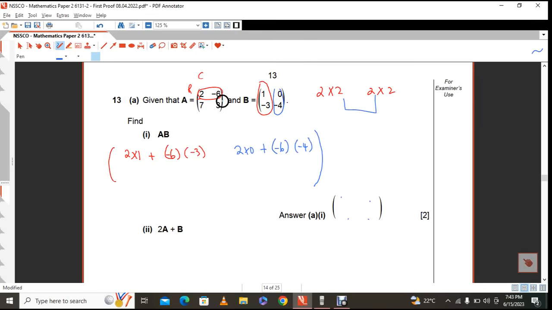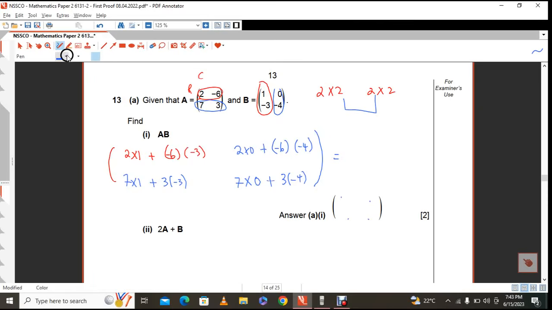Then we do the second one. We take this second row, multiply by the first column. That's 7 times 1 plus 3 times negative 3. Are we together so far? Then we take again that 7 with the second column. 7 times 0 plus negative 3 times negative 4.